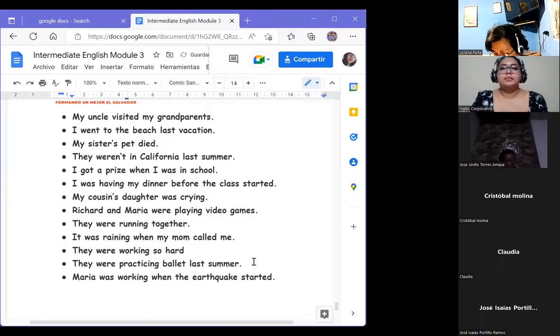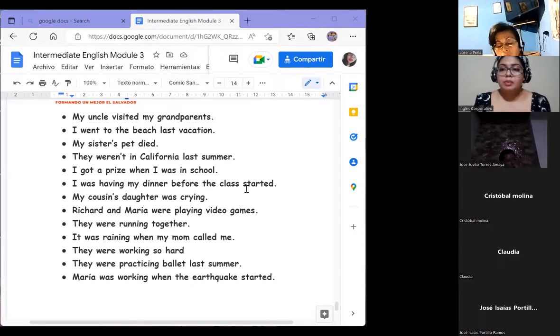Okay, good. So we have here the list of sentences that you create using the structure that we have for simple past and for past continuous. I'm going to send right now some images to the group because we need to talk about the adverbs for creating stories. Or we can say that the topic is adverbs for telling stories.